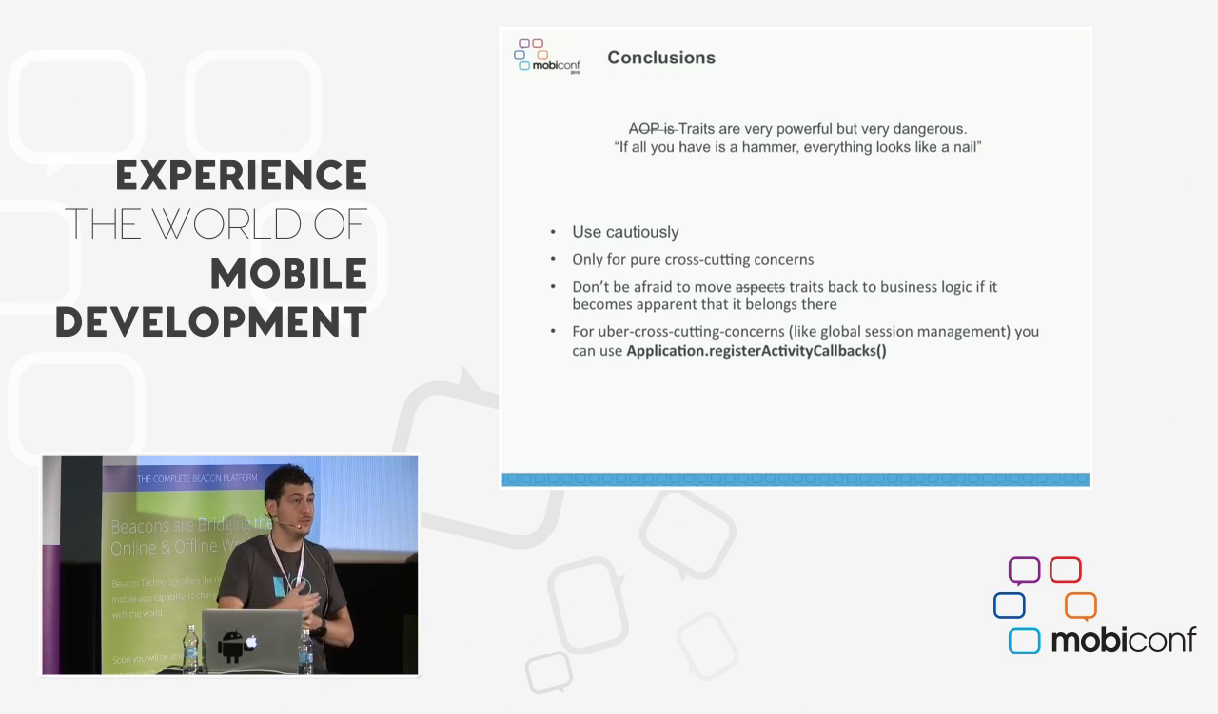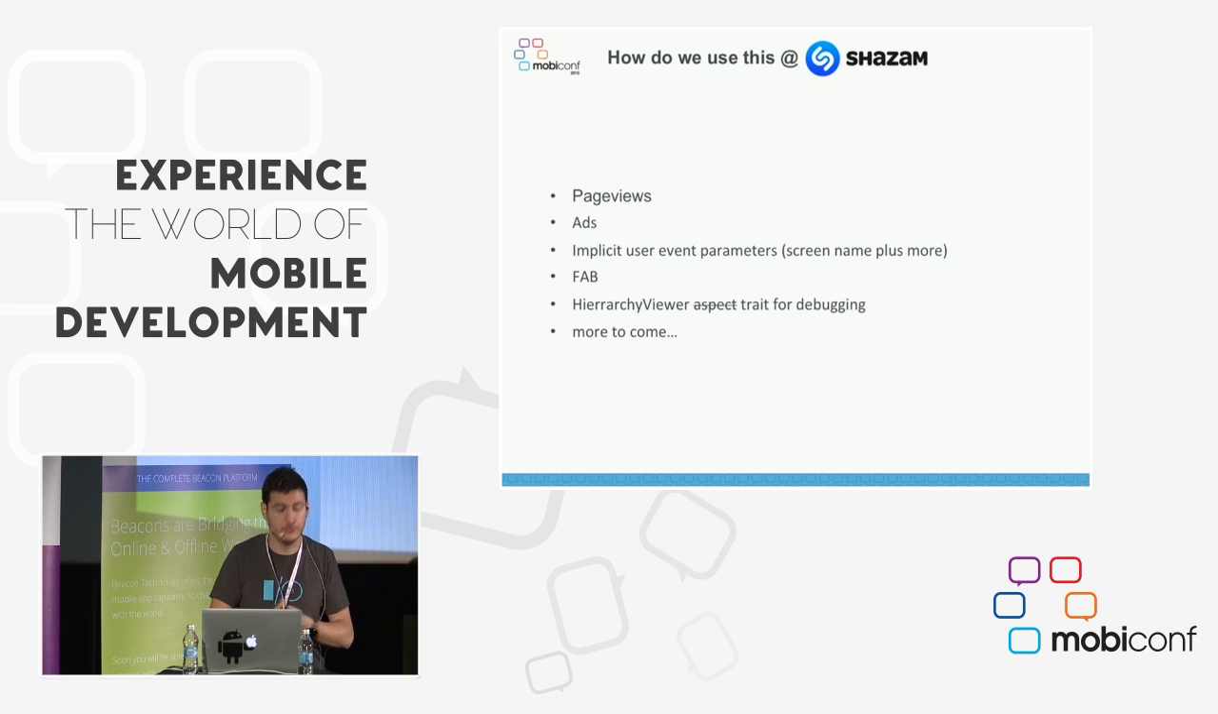So speaking of which, how do we use this library, the traits library, at Shazam? So we use them for page views and ads, like I've demonstrated. We actually do this in our code. This is not a proof of concept. This actually came from some refactoring we had done in our code and then became a library, basically. Yes, implicit user events, like I said, we inherit context for our user events, depending on those, the page views, basically.